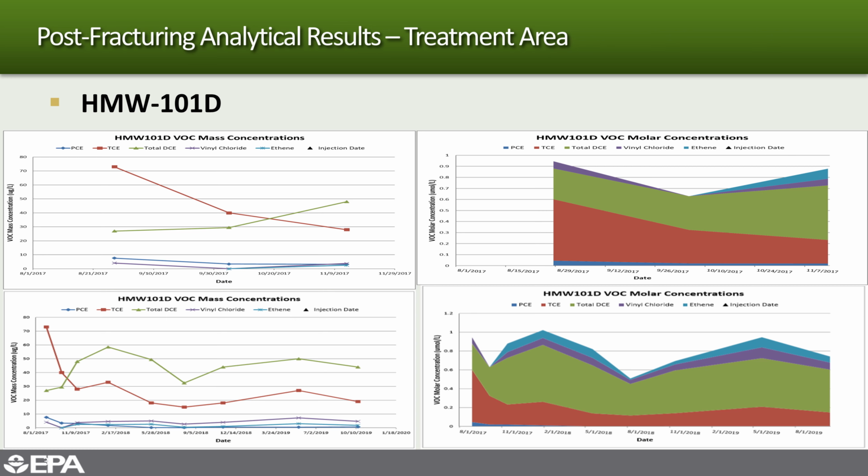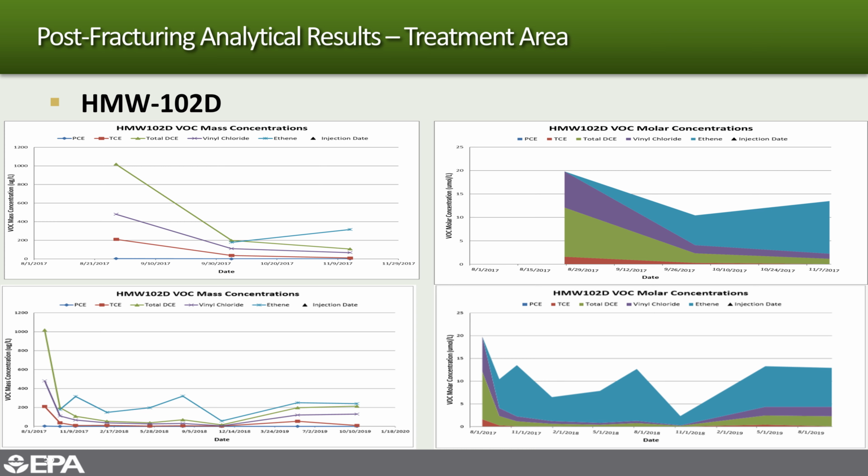So initial rise in DCE, followed by a drop in DCE and perhaps a rise in vinyl chloride and ultimately ethene. And indeed, when we look at molar concentrations, like down here in the bottom right, for example, we can see this starts in August of 17, so just after some of those initial results, what that has done to the molar concentrations of the main contaminant TCE, but also the breakdown products. We're getting more production of vinyl chloride and getting to ethene more efficiently.